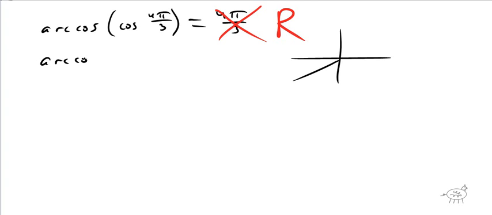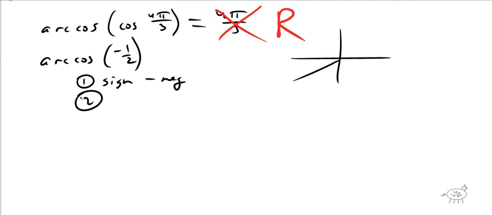So it's arc cosine of negative 1/2. And now it's just what we did before. Well, the cosine of what is 1/2? So we got three things here. One, we have to determine the sign, which you look at and go, oh, it's negative. The second is cosine of what is 1/2? Well, the reference angle is pi over 3.